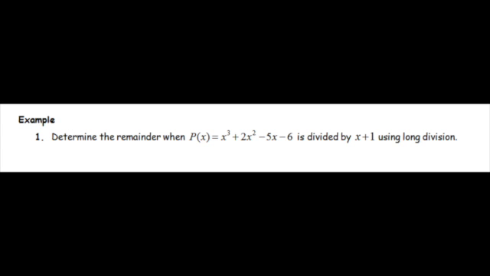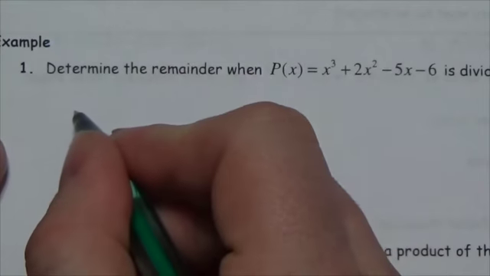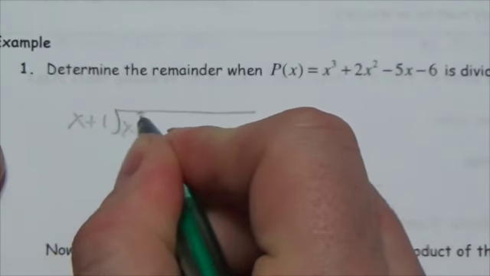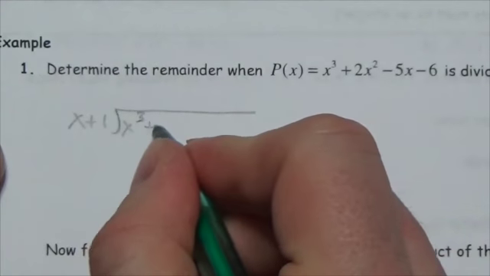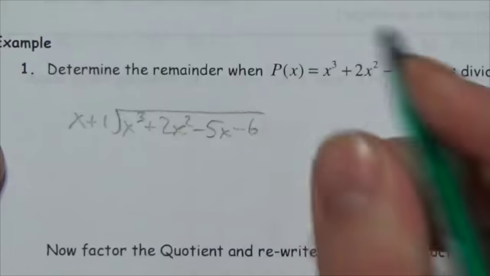Determine the remainder when the polynomial x cubed plus 2x squared minus 5x minus 6 is divided by x plus 1 using long division. Then factor the quotient and rewrite the polynomial as a product of those factors. Okay, so this one wants us to do long division. Here we go. So we'll plug in x plus 1 here, and then the dividend will be x cubed plus 2x squared minus 5x minus 6.